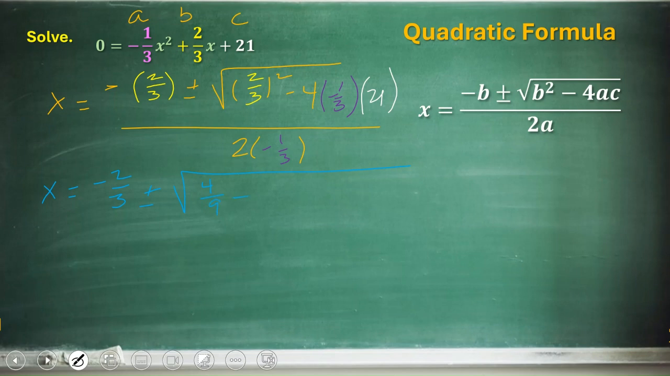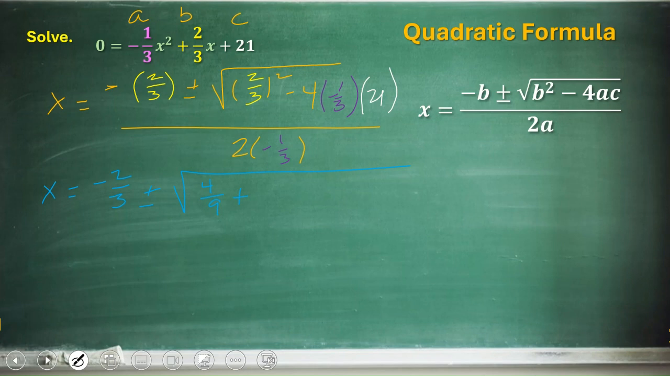Minus, okay, I'm noticing I've got a negative 4 times a negative 1/3 times a positive 21. I've got two negatives multiplied. It's going to turn this to a positive. So here's how I like to think through when I have fractions. I may be one of the rare people who loves fractions.